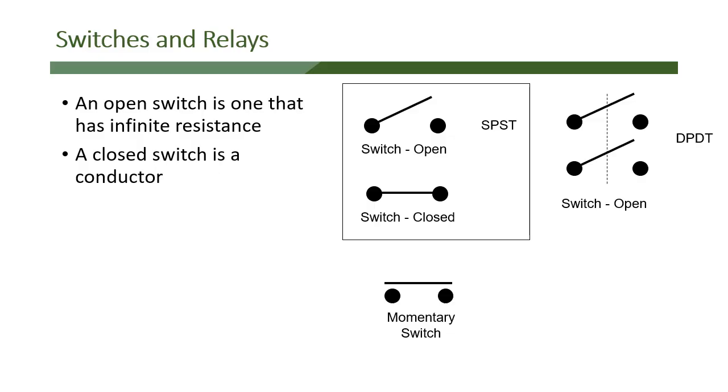Switches and relays. We talked about switches in session 2A. An open switch is one that has infinite resistance, and a closed switch is a conductor. It's just a piece of wire, so to speak. So when we open a circuit or open a switch, we're basically turning the power or the current flow off from that circuit. And when we're closing a switch, we are now turning on the power or allowing the current to flow through the switch.